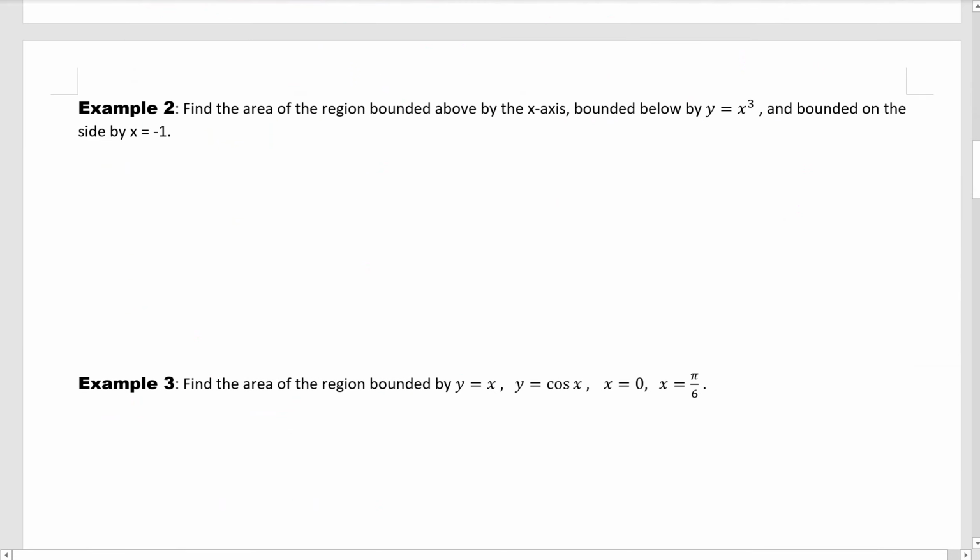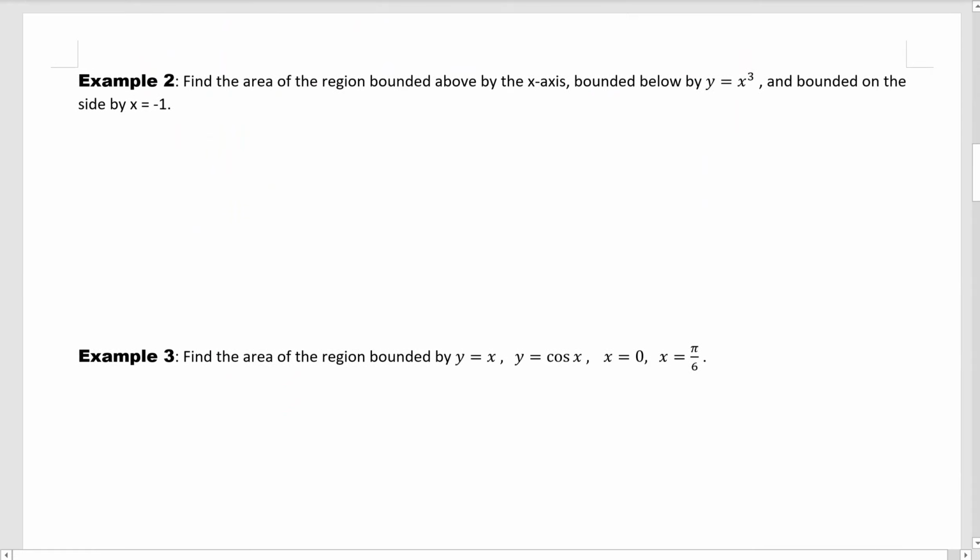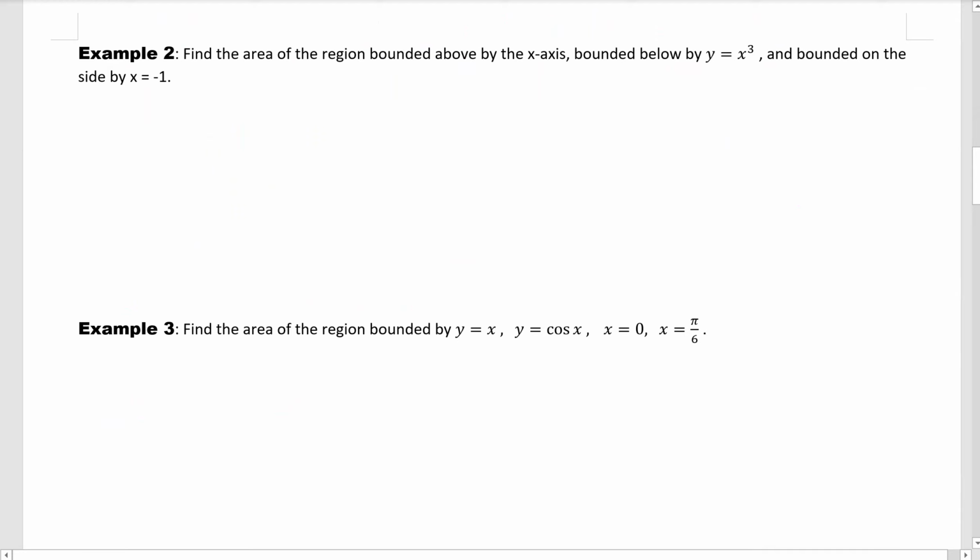Example 2. Find the area of the region bounded above by the x-axis, bounded below by y equals x cubed, and bounded on the side by x equals minus 1. So I hope you can pause the video here and try to work on this problem first. Are you done? Let's check our work.